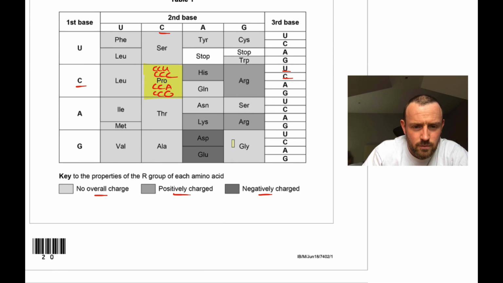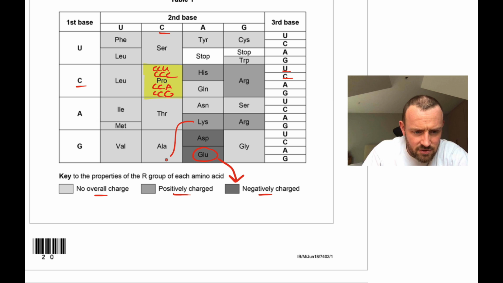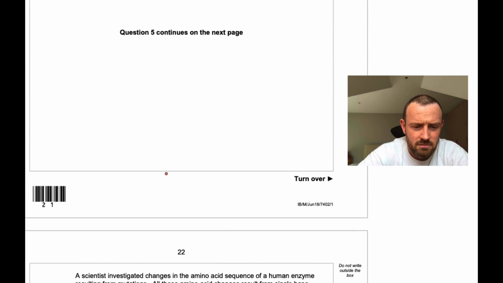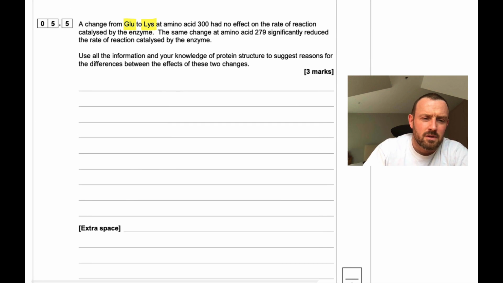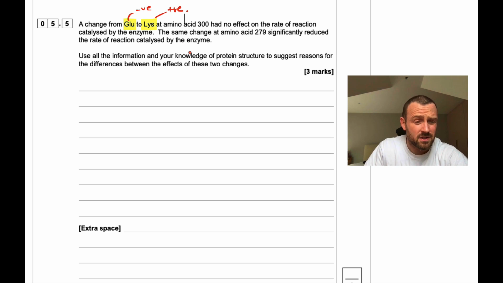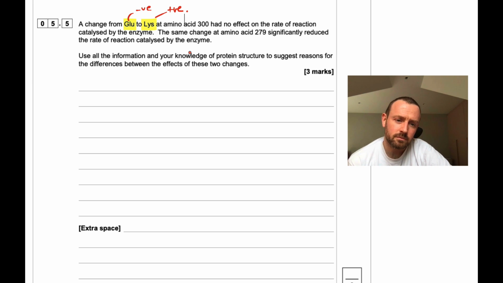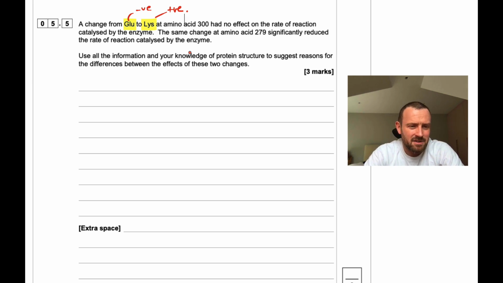Now, where is glutamate? Okay, so glutamate is negatively charged, and lysine is positively charged. That's interesting. Definitely going to be a mark for talking about that. So that's negative, and that's positive. So mention that this is going to affect potentially ionic interactions within the tertiary structure of the enzyme, but possibly one of these amino acids is maybe in the active site of the enzyme, and one of them isn't. So possibly amino acid 279 is in the active site, which makes the active site differently charged, or means it does not bind to the substrate anymore, whereas in this one it doesn't have an effect on the active site.